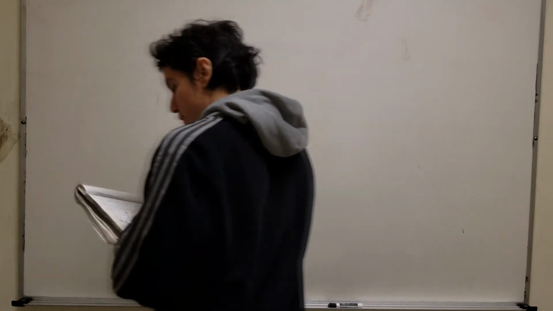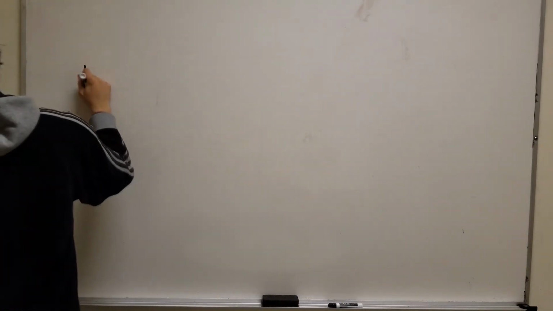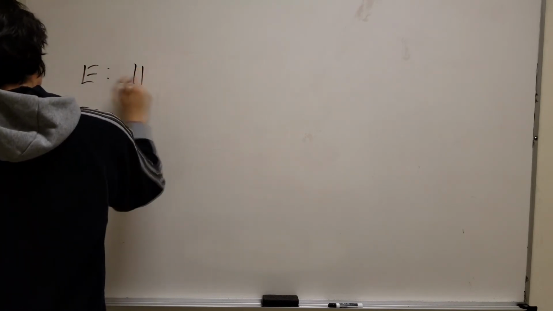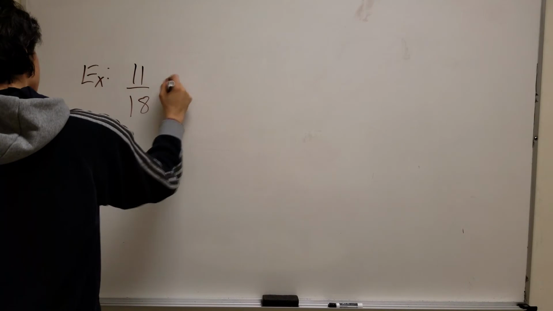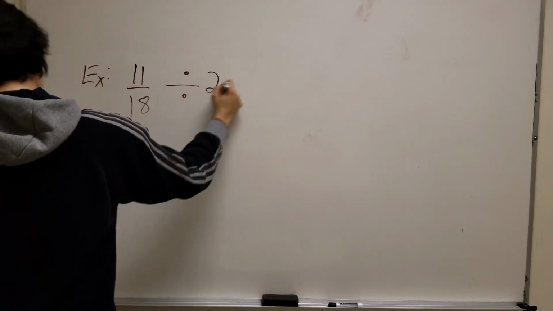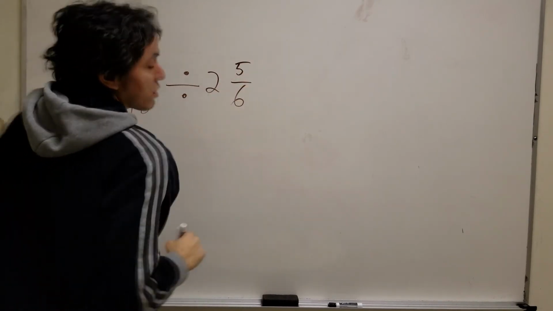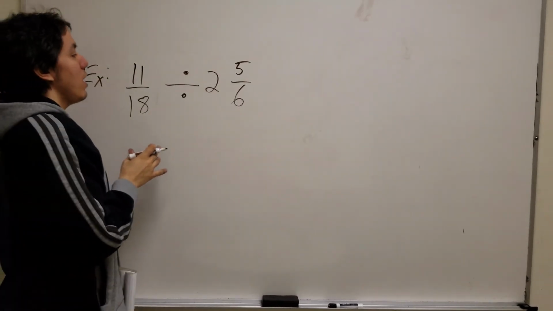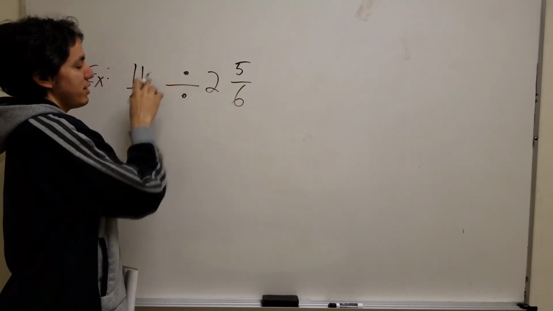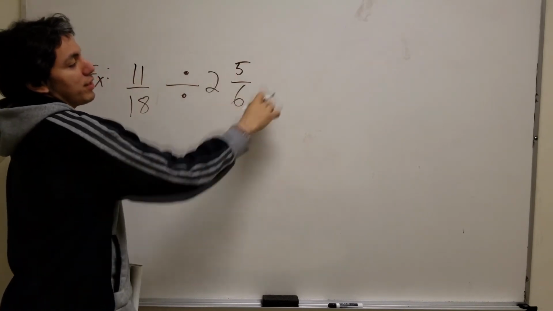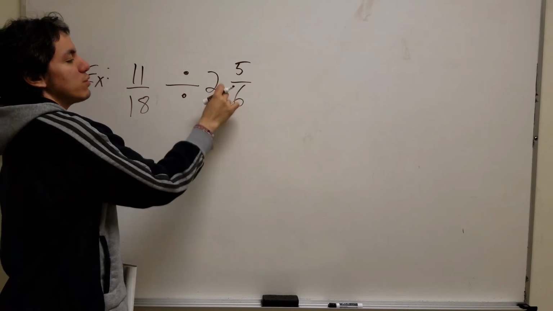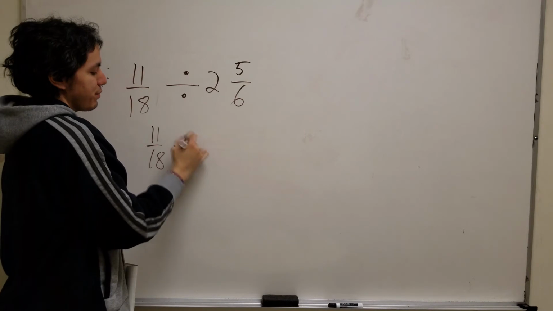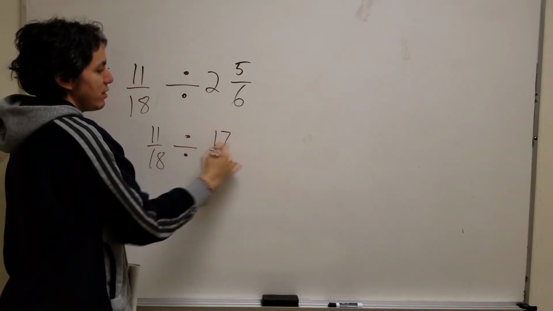All right, let's see what we got here. This example would be divide. Let's take 11/18 divided by 2 and 5/6. Okay, so let's get right into this. Obviously, this is not fine the way it is because it's not in improper form, so I need to convert this. So let's do it together. 6 times 2 is 12. Plus 5 would be what? 17/6.